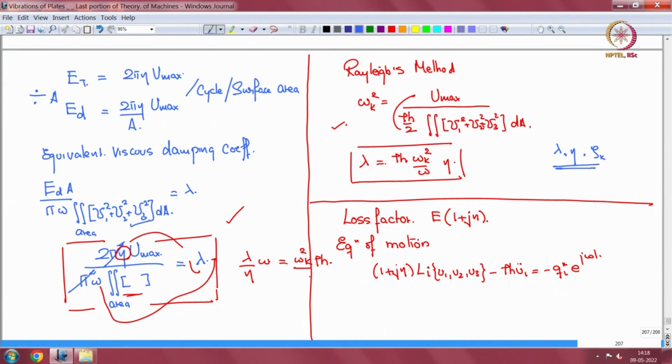Now we were seeing in the last class how the loss factor is brought in. It is brought in using a complex Young modulus. So if in the standard equations of motion the Young modulus is made complex, and because this is just a constant, it will fall out of this spatial operator. So the equation looks like this.